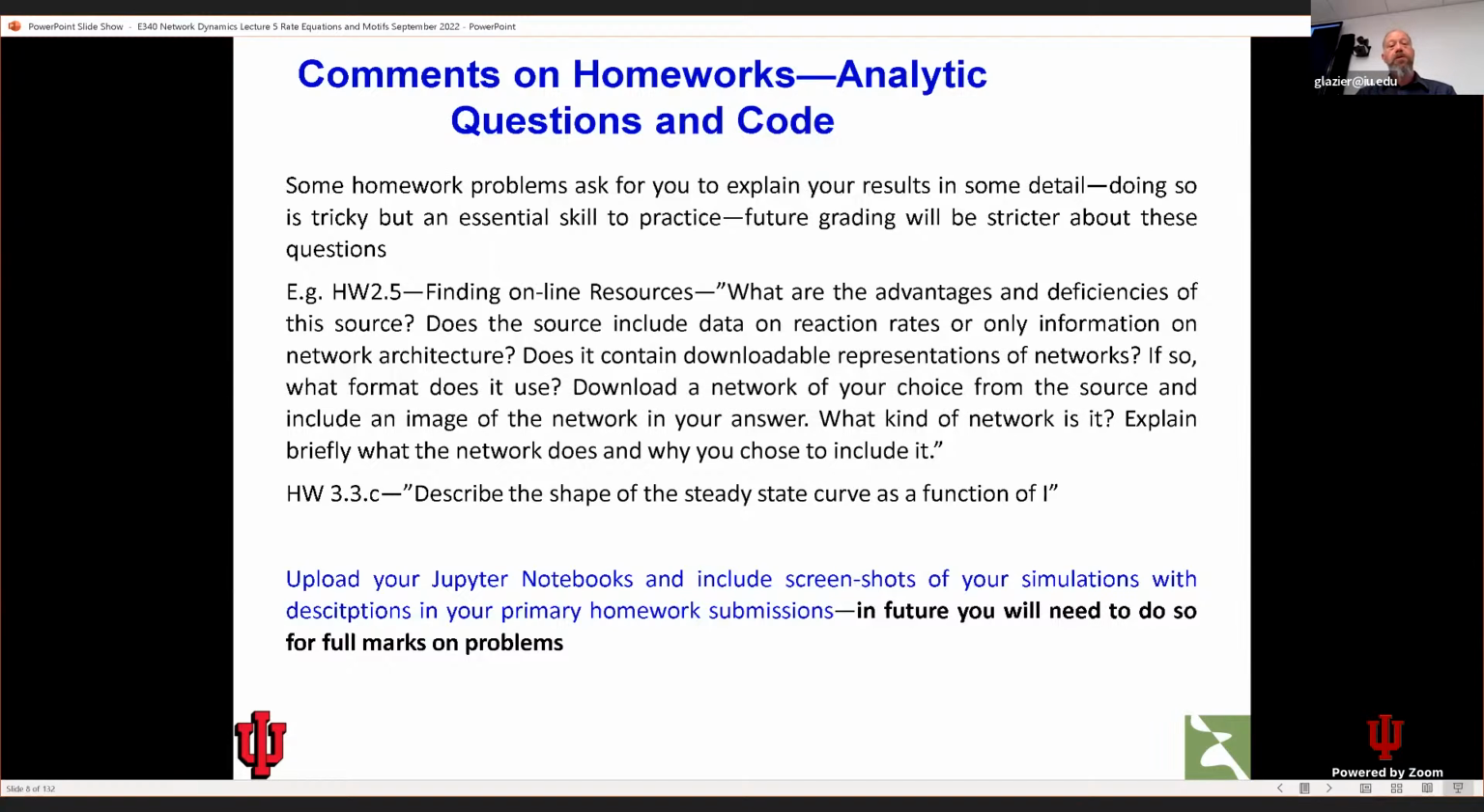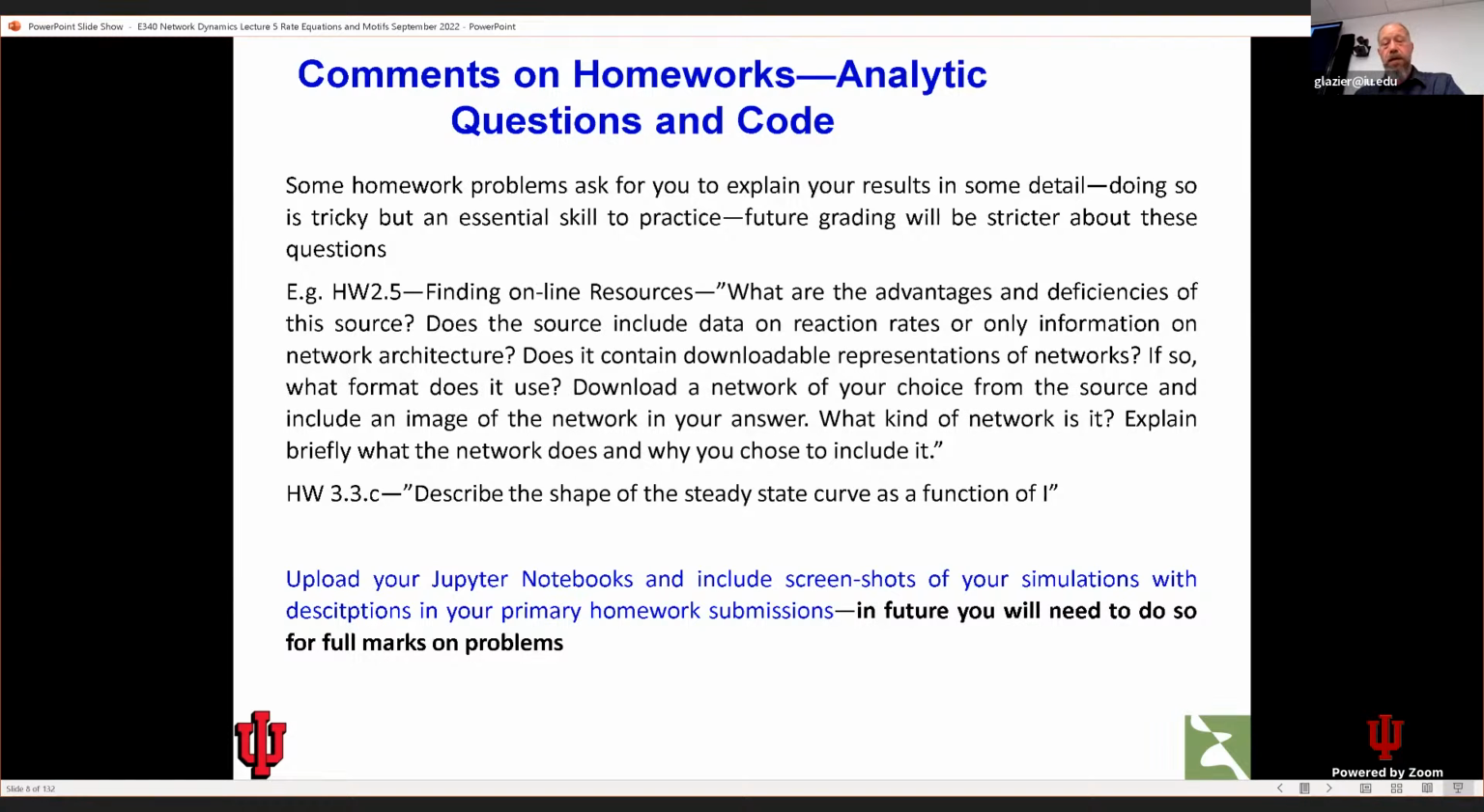There was an open-ended question in homework 2, which was about finding online resources. I was hoping that people would find online resources that were not the ones that I listed, like KEGG. A few people picked KEGG examples and downloaded them. That was okay. But I did ask you to go a little bit further and say, what are the advantages and deficiencies of the source? Does the source include data on reaction rates or only on network architecture? Does it contain downloadable representation of the network? If so, does it use a particular format? And then I asked you to download a network and say what kind of network it is and what the network does and why you chose to include it.